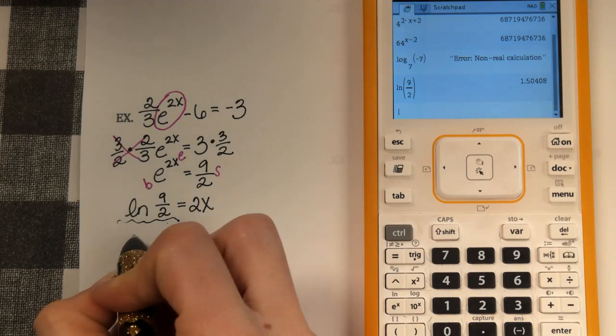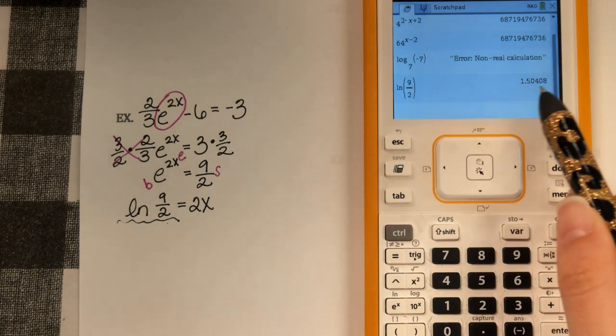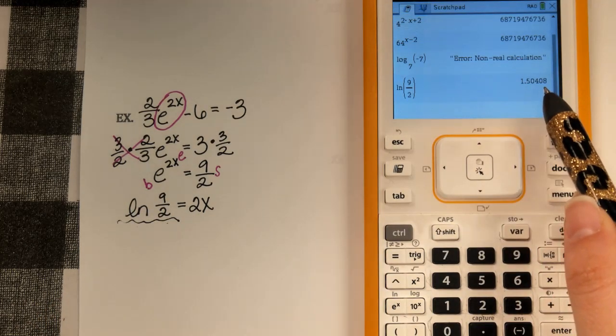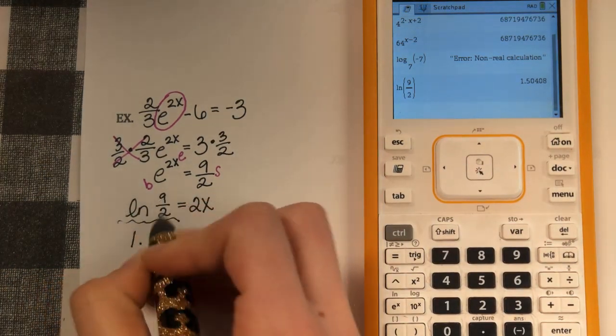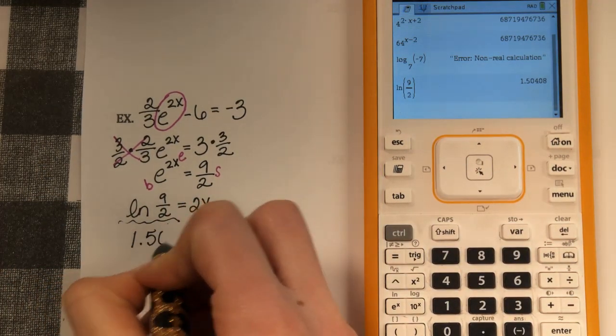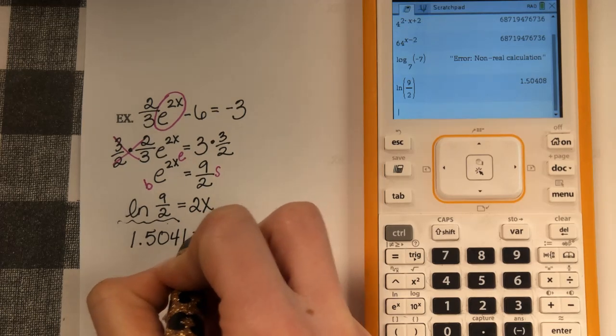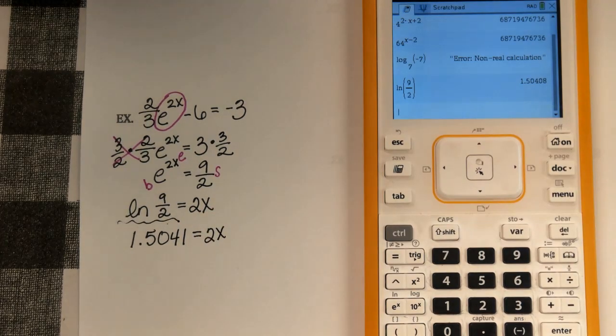Okay, so that tells me that the natural log of 9/2 is equal to this decimal. I'm going to round it to 4 decimal places. So I have 1.5041, and that is equal to 2x. And then to solve for x, what do I need to do?